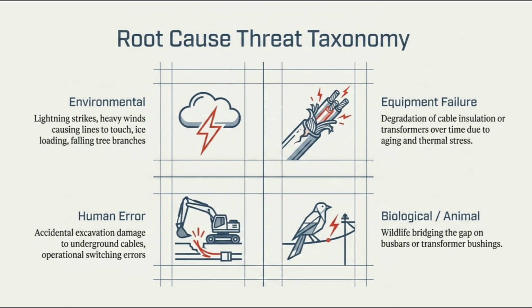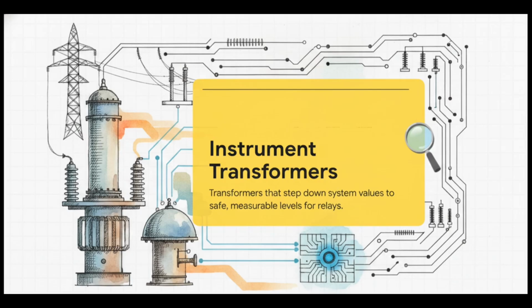Section 2. The brain. Protective relays. All right, so with the threat established and our villains identified, let's meet the high-tech detective of our story, the protective relay. But here's the catch. Because our brilliant relay brain is so incredibly sophisticated, it's actually way too fragile to handle the massive high voltages of the main grid directly.